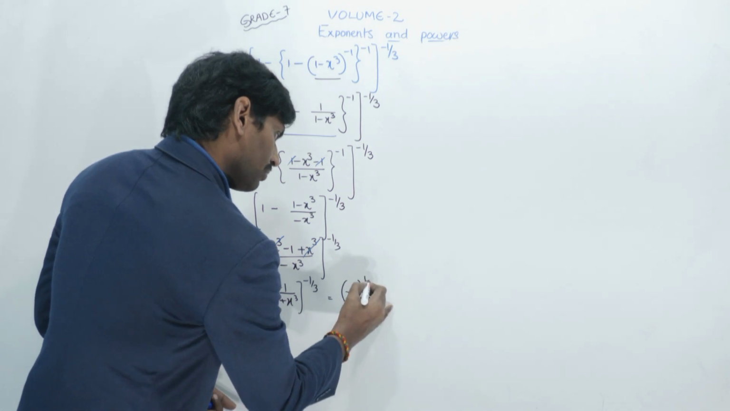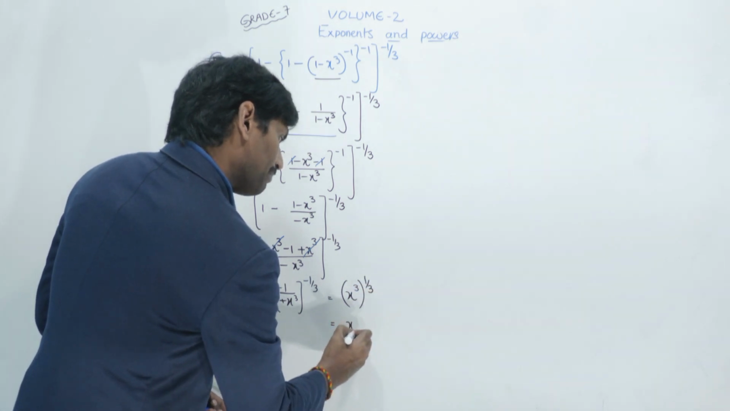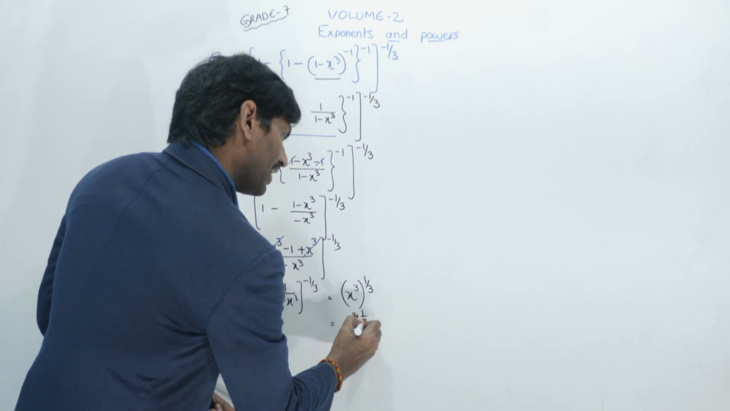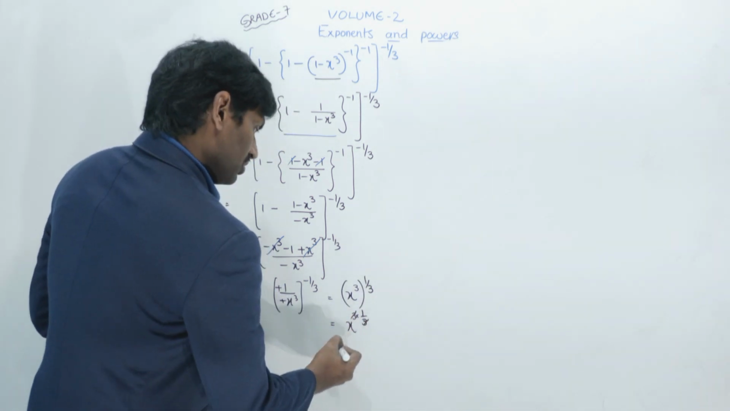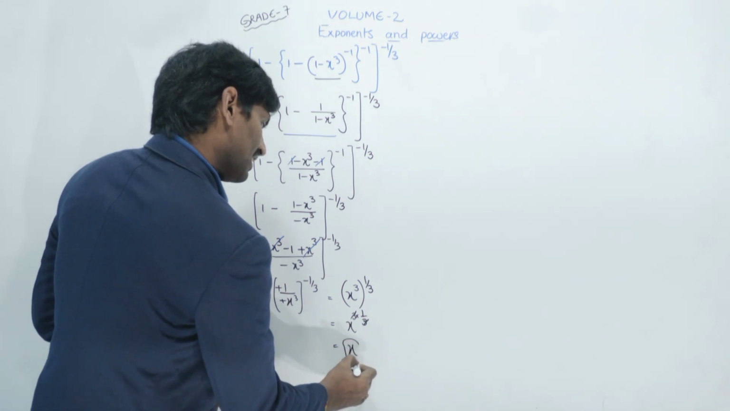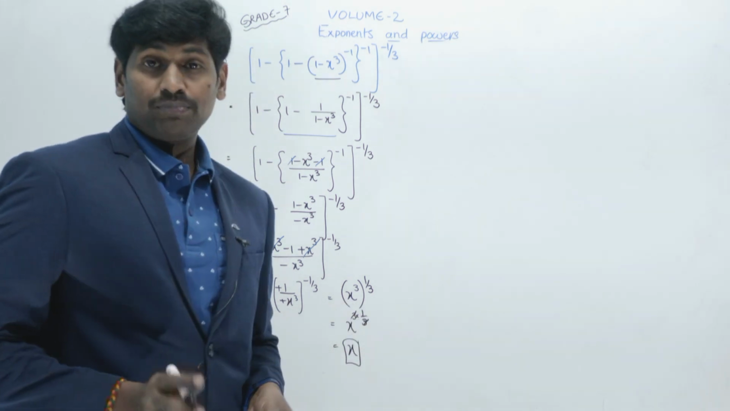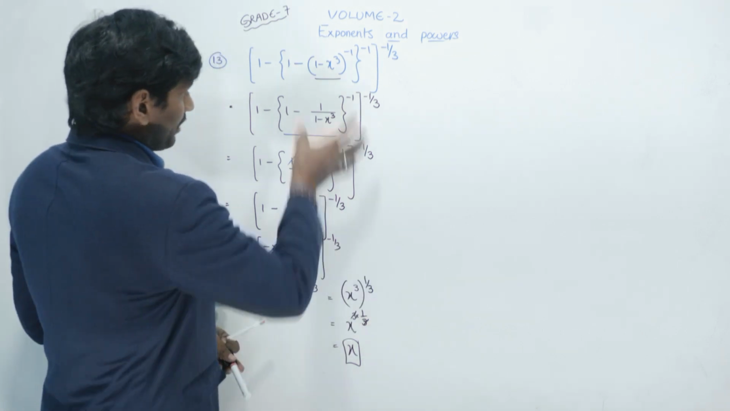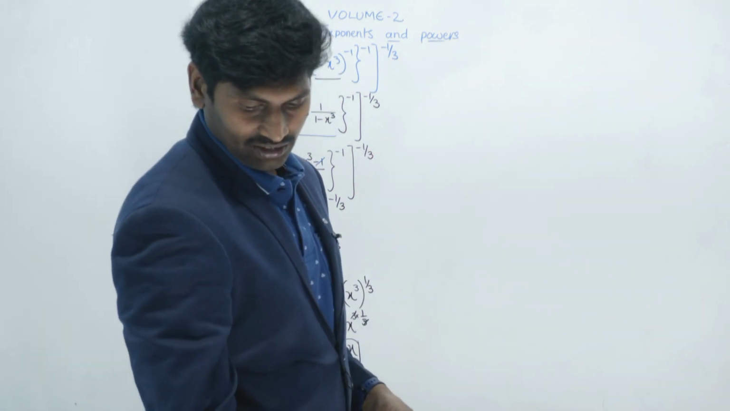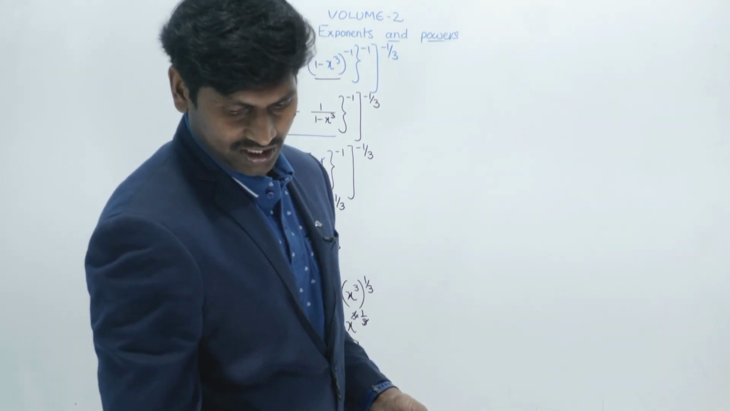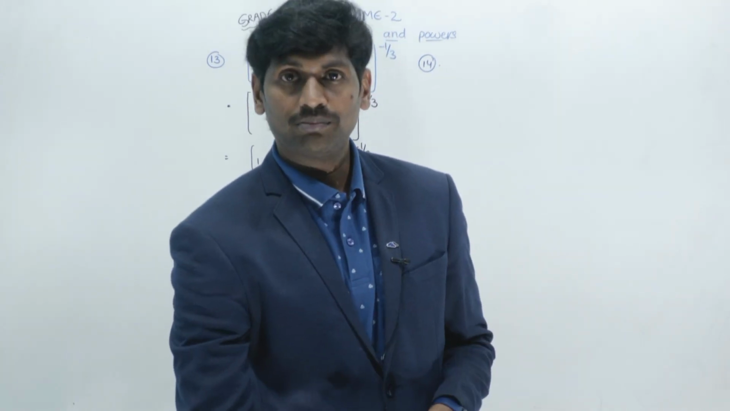Now x cube whole to the power of 1 by 3. We can apply power of power law. A power m whole power n is nothing but a power m into n. So numerator 3 denominator 3 cancel. Answer is x. The simplification process step by step, bracket wise, we are going to simplify. Then we found the answer like this. Let us go to the next problem, that is 14th one.